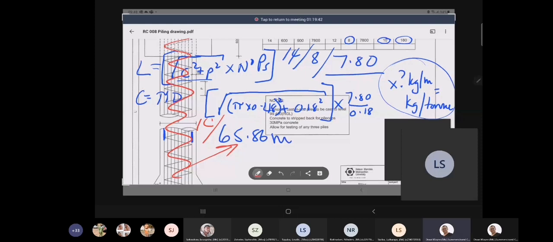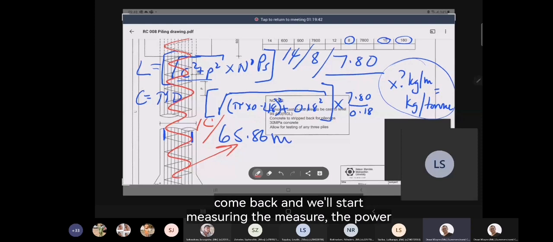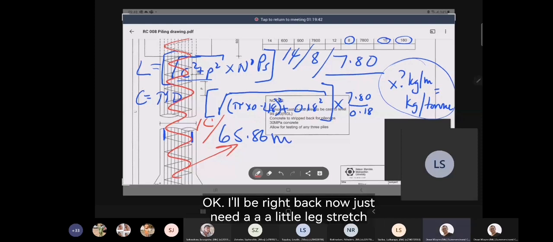Okay, but let's just have a 5-minute break, a leg stretch, and we'll come back and we'll start measuring the power caps. Okay, I'll be back now. Just need a little leg stretch, and then we can look at the power caps.